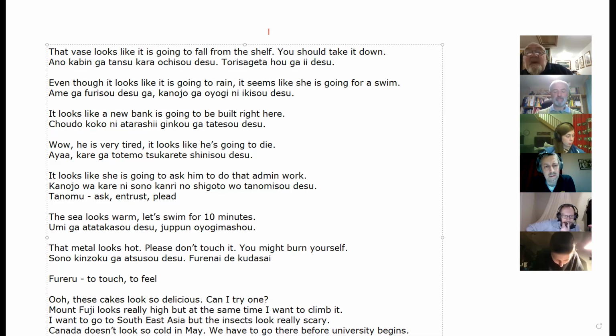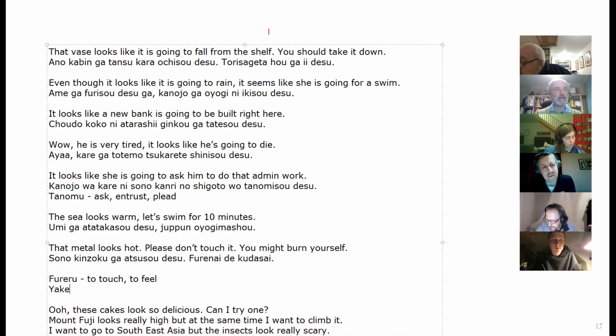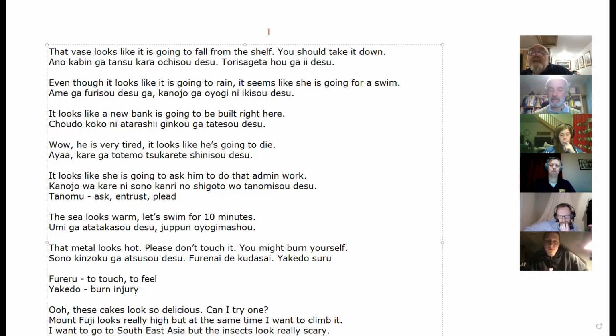And then how would you say you might burn yourself? This is a new word actually, Roger. A burn injury is yakedo. Yakedo. So yeah, this is the possibility of doing something. There's a few different ways of saying this. So one way that we've done before is to say yakedo suru, and this is the plain form. This is a kind of little sub clause, and then you can say kanosei, which means possibility. Ga arimasu. Yakedo suru kanosei ga arimasu.